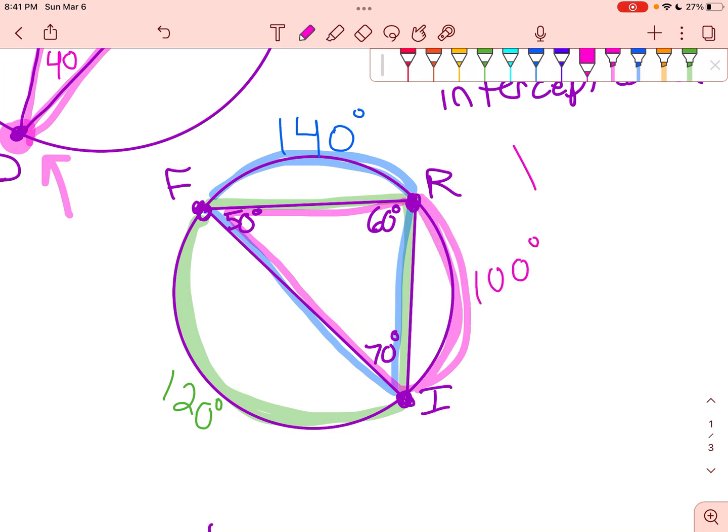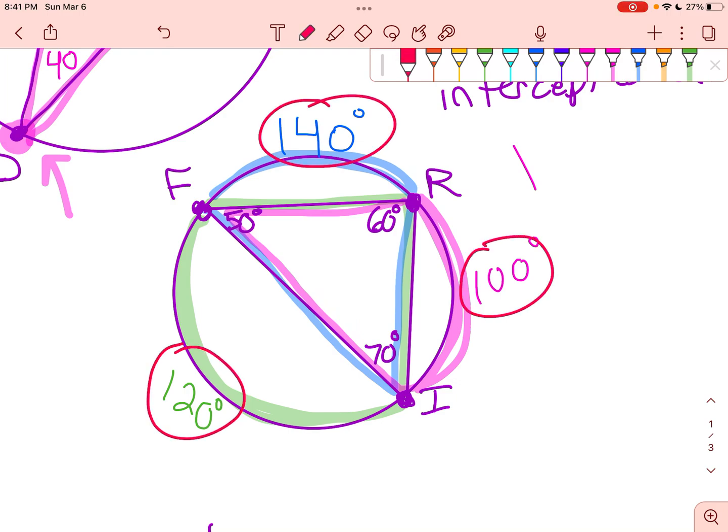100 degrees. And if you were to take all three of those arcs and add them together, I guarantee you get 360 degrees. Just like if you were to take all three of these angles inside the triangle and add them up, you get 180 degrees.